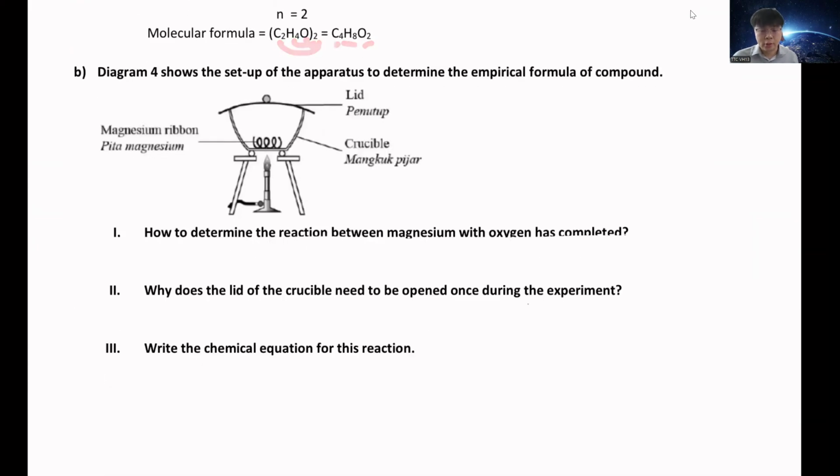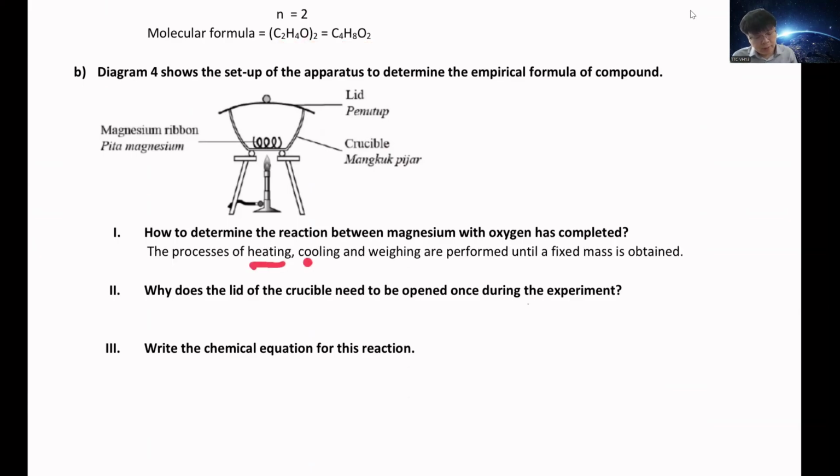How do you know the reaction is complete? So remember, you have to write this down. This question is always asked. You need to repeat the process of heating, cooling, weighing. It is performed several times until a constant mass is obtained. You need to open the lid a bit during the experiment to allow oxygen to enter to react with magnesium, because if you fully close it, the purpose of fully closing is to not allow the magnesium oxide white film to fly out. But if you fully close it, there's no oxygen. So you allow some oxygen to enter so that it can react. So the chemical equation is Mg plus O2 becomes MgO.